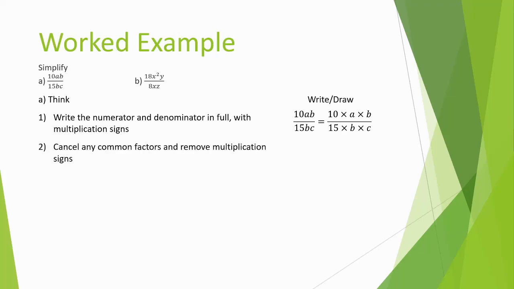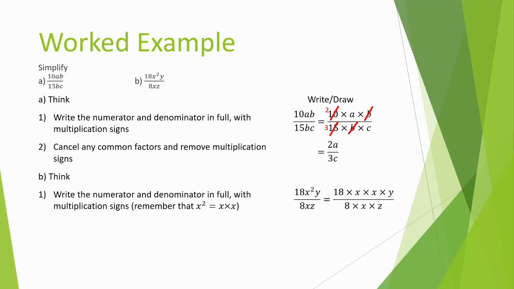Now let's cancel out some common factors by removing the multiplication signs. So b times b, I can get rid of those and they cancel out and become 1. Now 10 over 15, I can simplify, both get divided by 5, so I'm left with 2 over 3. The a has nothing to cancel in the denominator, and the c has nothing to cancel in the numerator. So it just becomes 2a over 3c. And in my workings, I can clearly see that the 2 and the a are still in the numerator area, and the 3 and the c are still in the denominator area.